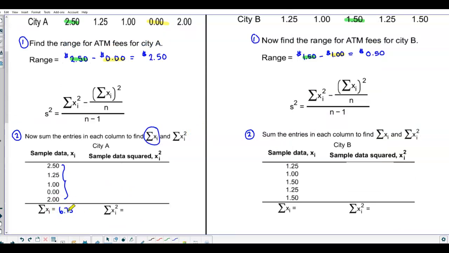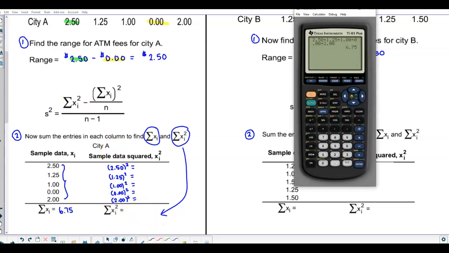Okay, and now we need to take each sample data value and then square it. So in order to find the sum, we need to take 2.50 and then square it. We need to take 1.25, square that. We need to take 1.00, square that. 0.00, square that. And then 2.00, and then square that. So let's go ahead and do that here.